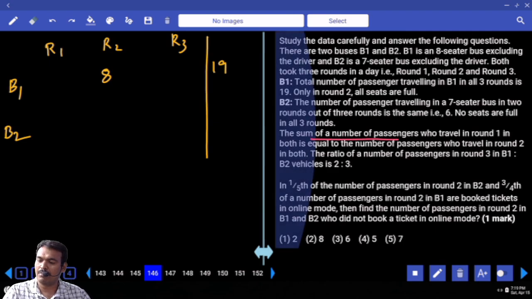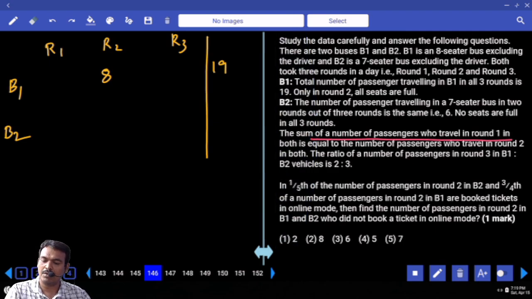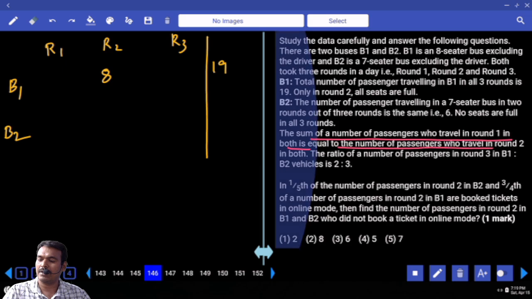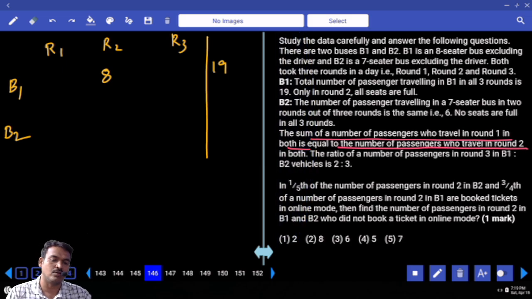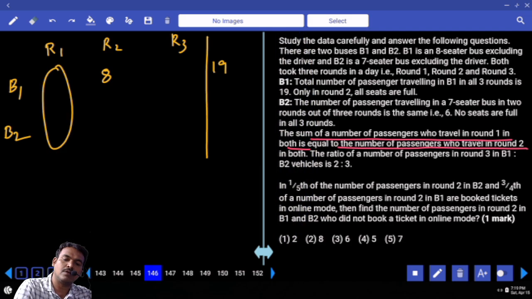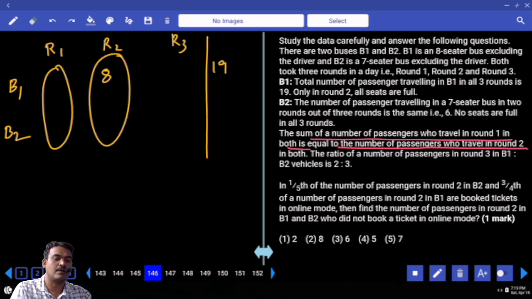Next, what is the next point? The sum of the number of passengers who travel in round 1 in both is equal to the number of passengers who travel in round 2 in both. Means R1 in both, R2 in both, equal or different? R1 and R2, both the buses, total value equal or different? Equal.